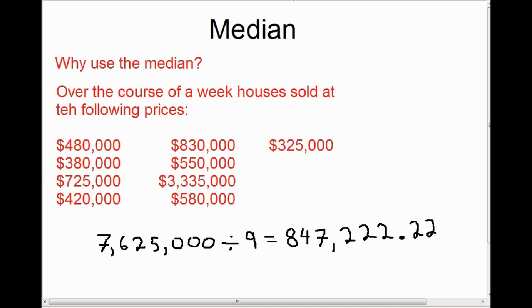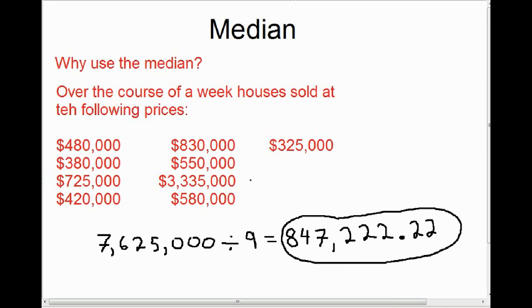And when I do that, I get $847,222.22 rounded to the nearest cent. So this is the mathematical middle of these 9 values. But if I'm a real estate agent and I want to have a general idea of the average or the middle price, or about what houses are selling for in Toronto, if I were to calculate the average here and look at this number, this is about 850,000. I'm thinking houses are selling for really a lot of money.